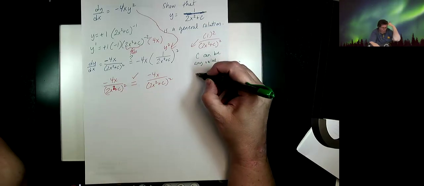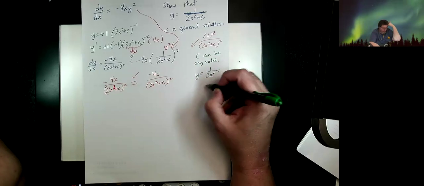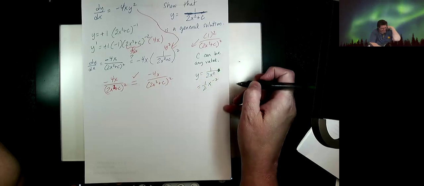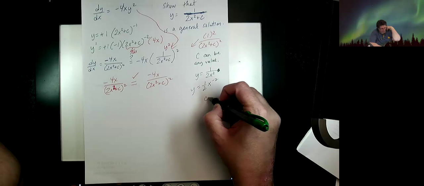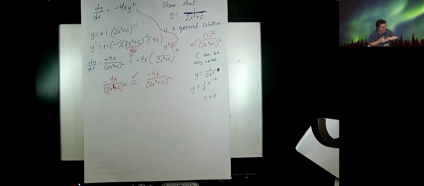Just a second ago, we used y equaled 1 over 2x squared, or 1/2 x to the negative 2, is what we had called it. In that equation, c equals 0. But it could be anything, as long as it's a constant. It could be 1, it could be negative 1,000,000,000, it could be e, it could be pi. It could be e to the pi. There's some mind-blower for you.